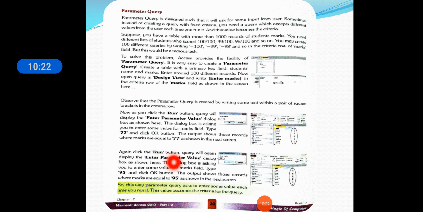So this way the parameter query asks you to enter some value each time you run it. The value becomes the criteria for the query. It is like a search option. When you are searching any field, we are finding it. Like this, with the parameter query you write the marks and you will get the details of the table that it belongs to. Okay, so you just have to enter the value and press OK and you will find that query.